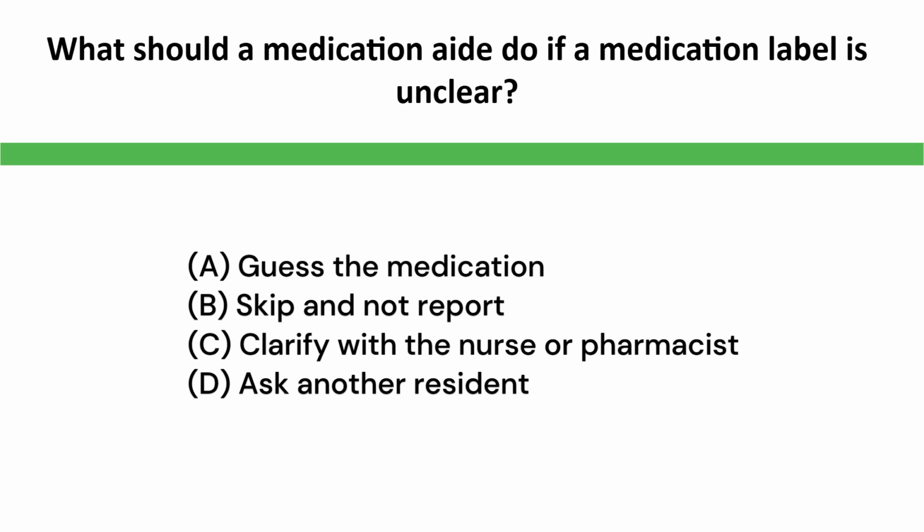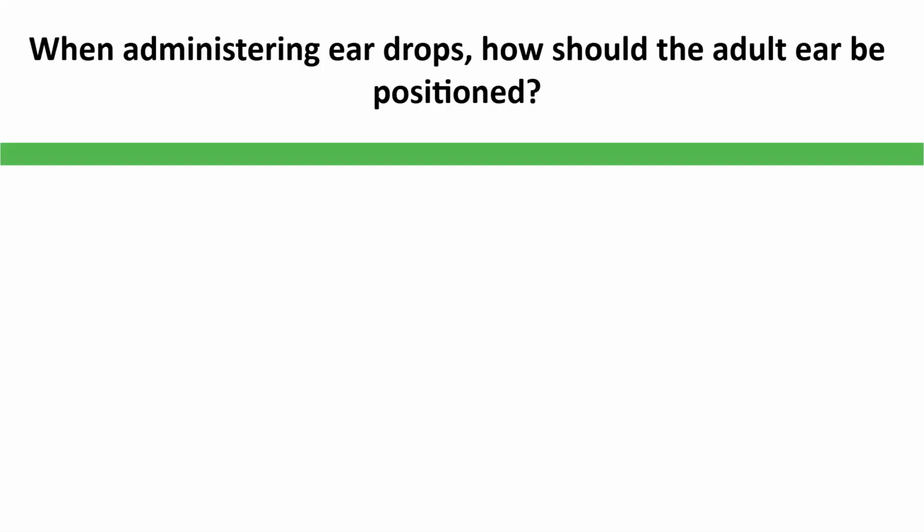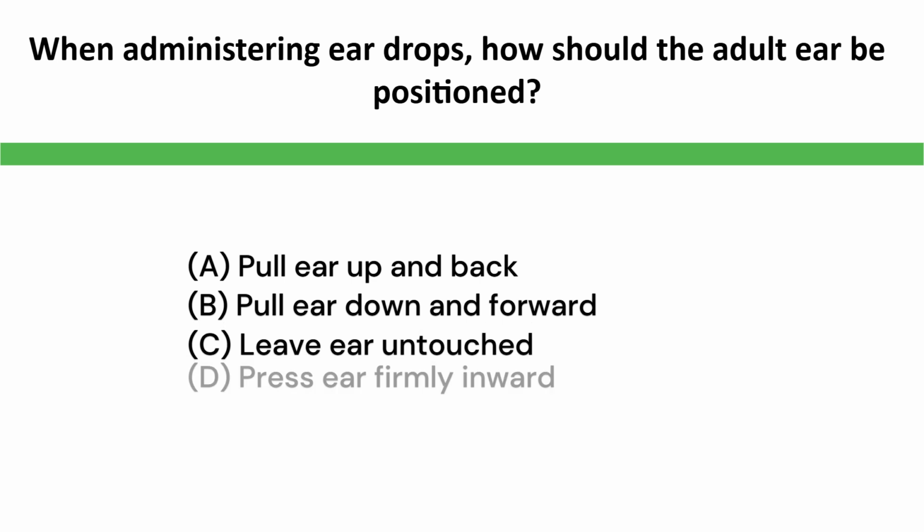C. Clarify with the nurse or pharmacist. D. Ask another resident. Correct answer, C. Never guess, always verify unclear medication information. Next question. When administering ear drops, how should the adult ear be positioned? Options. A. Pull ear up and back. B. Pull ear down and forward.